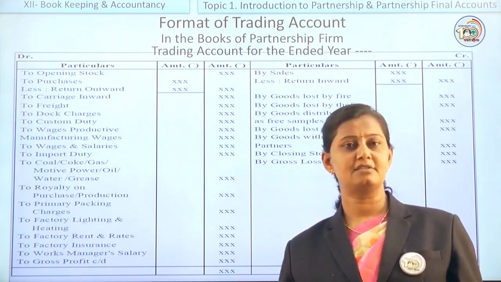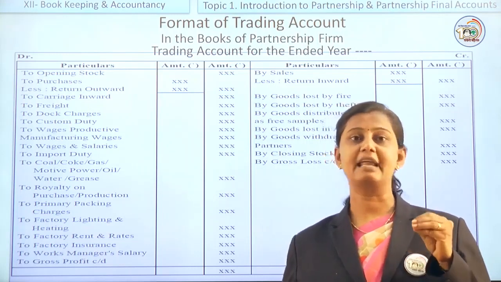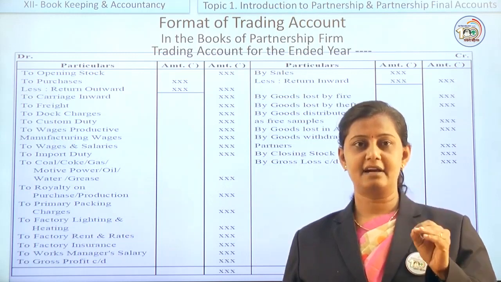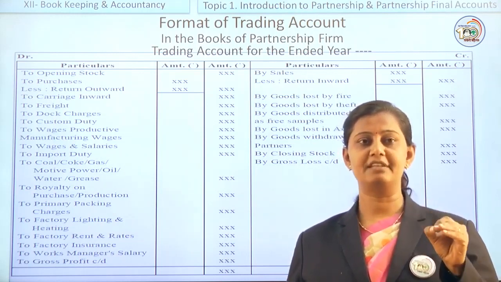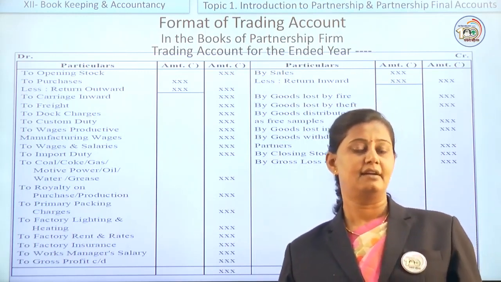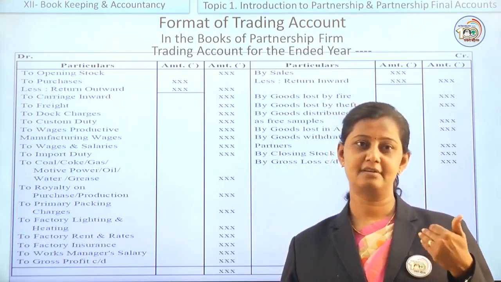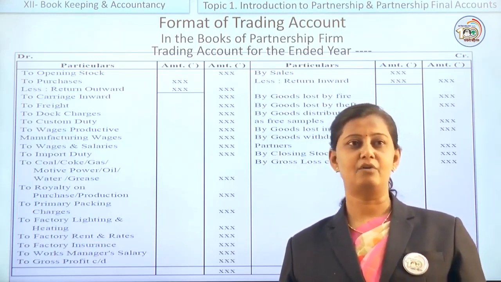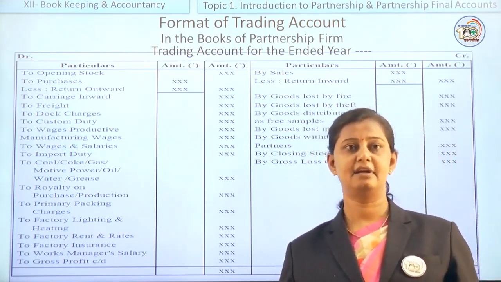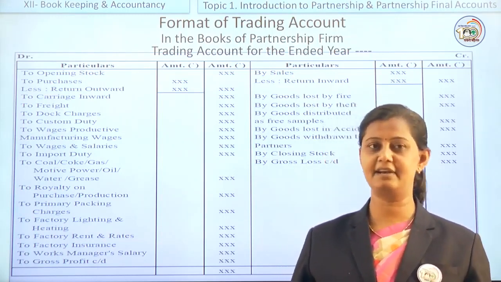In this level, students, whatever we are getting, whatever we are spending, everything will be recorded under one account, that is trading account. Trading account always starts with opening stock on the debit side. So write down "To opening stock" on the debit side of trading account, in the outer column, amount. Opening stock means stock in hand at the beginning of the year. So it is recorded on the debit side of trading account.